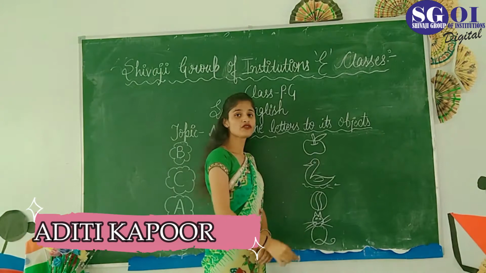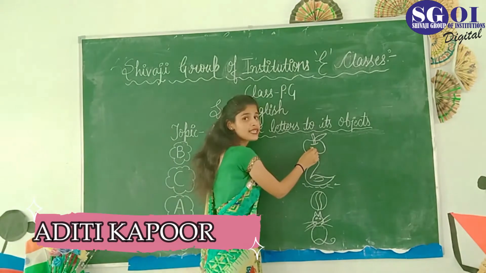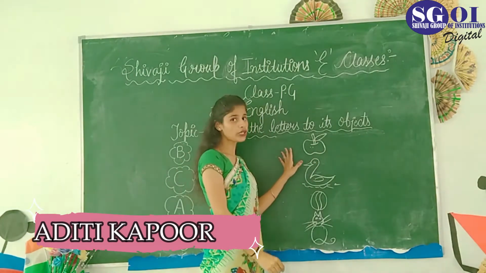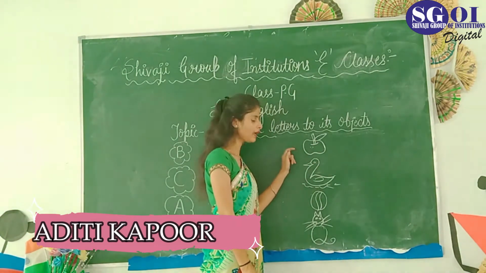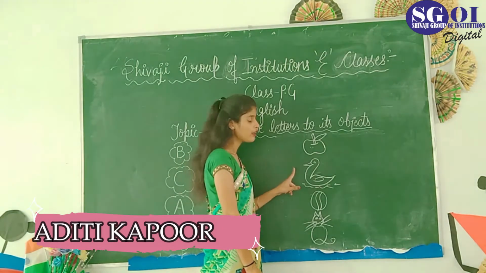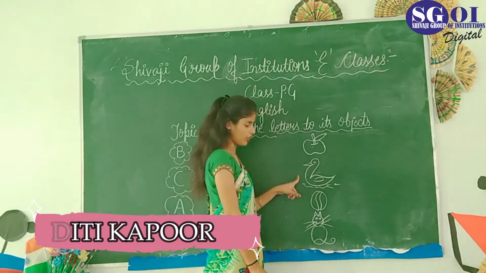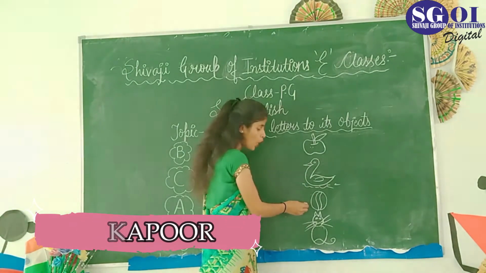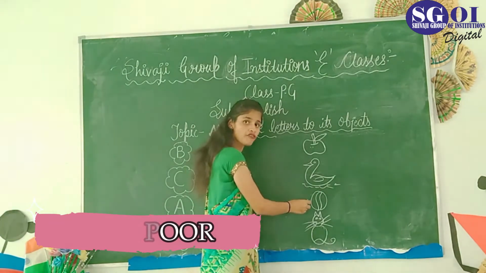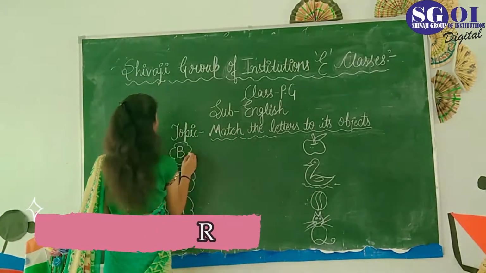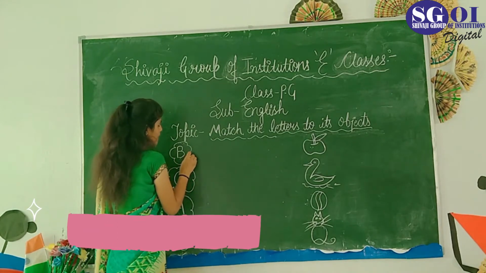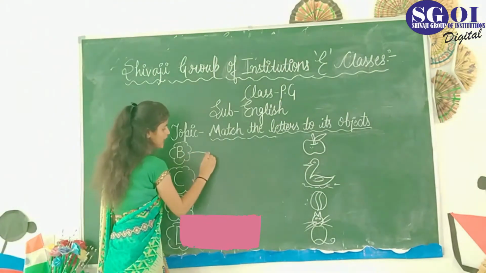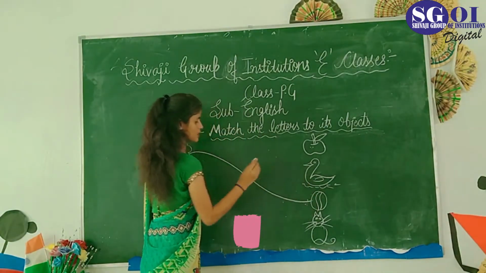Okay? So first of all, tell me which picture is this? This is A for apple. This is not a ball. This is apple. Okay? This is D for duck. This is not a B for ball also. This is B for ball. Yes, this picture is of B for ball. So we will match B with picture of ball, just like this.